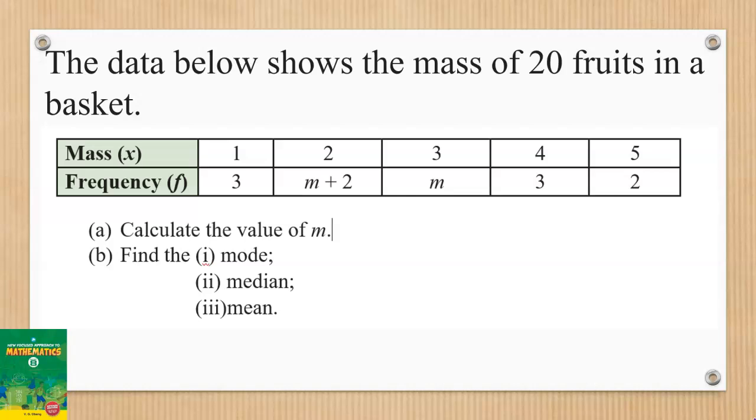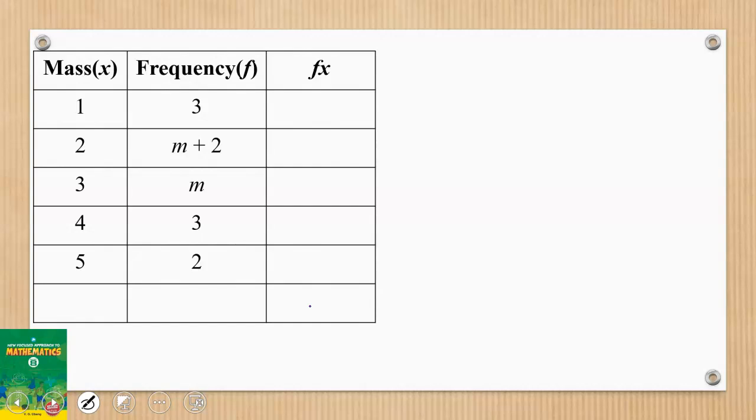Okay, for this data, we are talking about data showing 20 fruits in the basket. So the mass of each of the fruit and then the frequency, the number of them that are in the basket. So we have 1, 2, 3, 4, 5, and then we have our frequencies also given as such. Now the question wants us to find the value of m, then the mode, the median, and then the mean. Okay, so now we can draw a table like this.